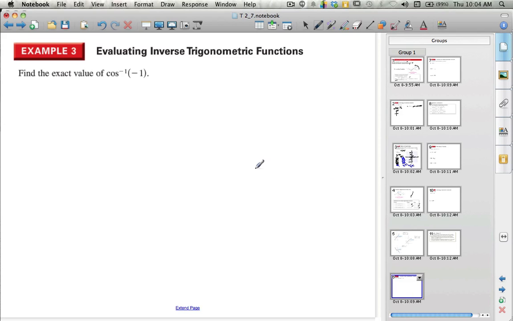Okay. If we just want to evaluate trig functions, this is pretty straightforward. Again, cosine is related to x. So where was x -1? It would be over here on my unit circle, right, where x is -1. So that would be pi. Okay, and if it doesn't tell you to work in degrees, you should be working in radians.